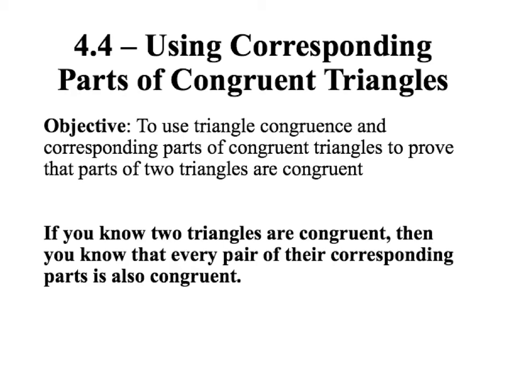Today in 4.4, using corresponding parts of congruent triangles, otherwise known as CPCTC. If you know two triangles are congruent, so far we proved that two triangles are congruent, then we know every other corresponding part is also congruent.